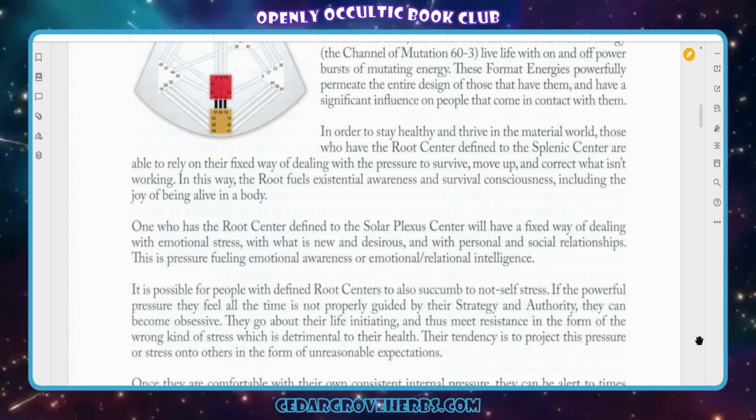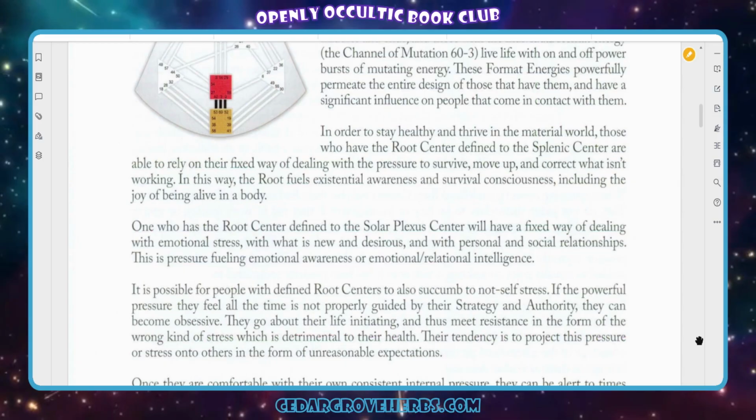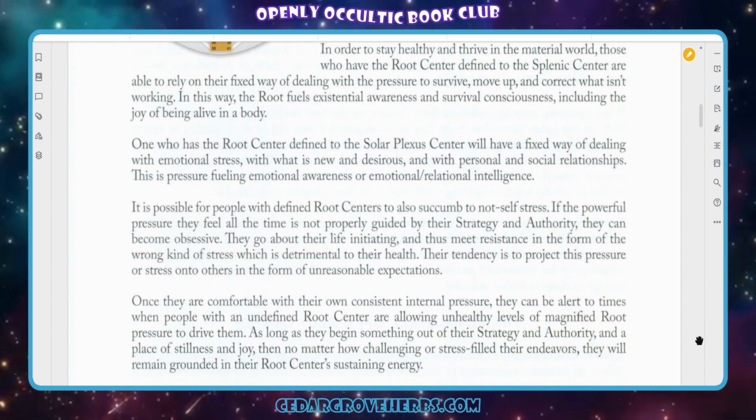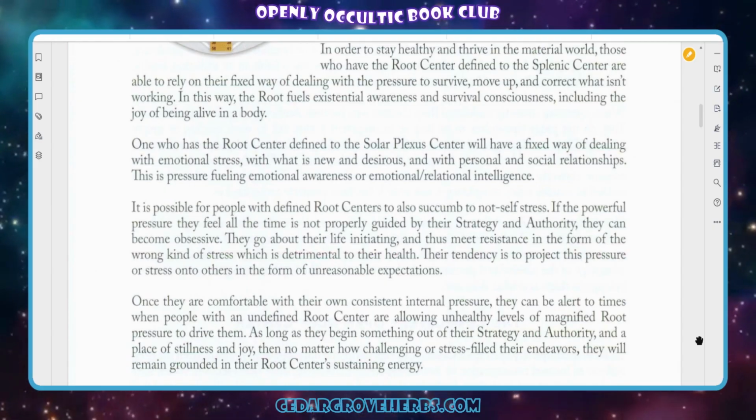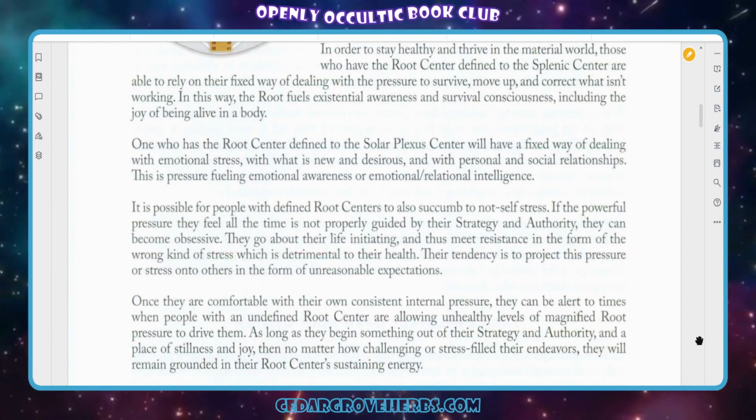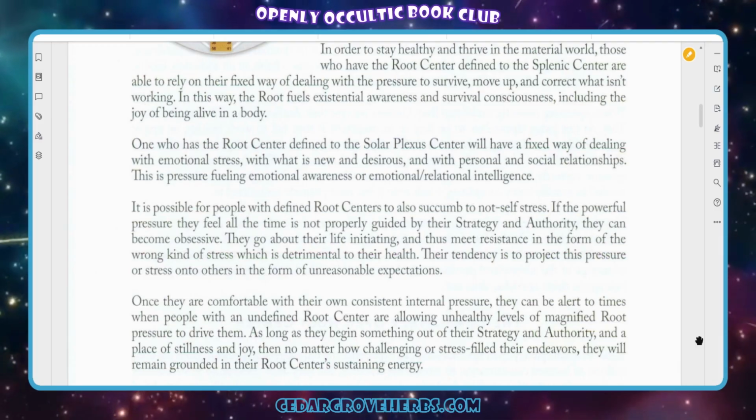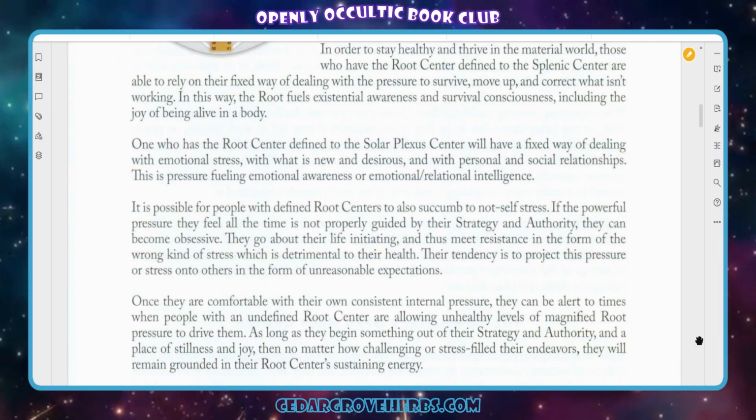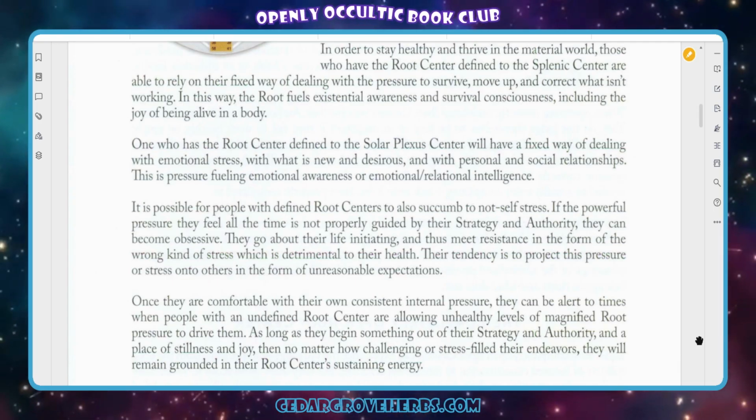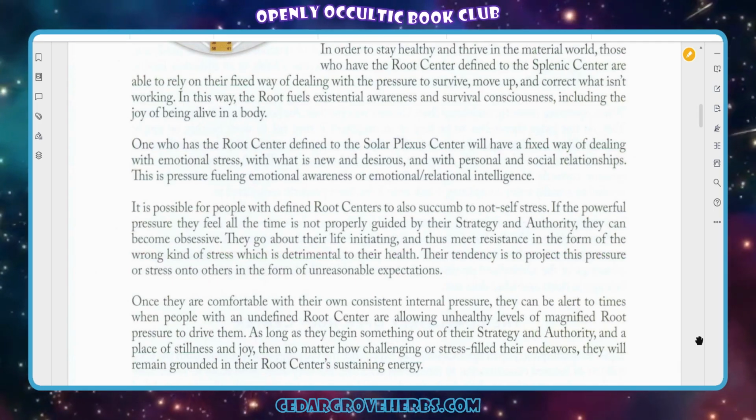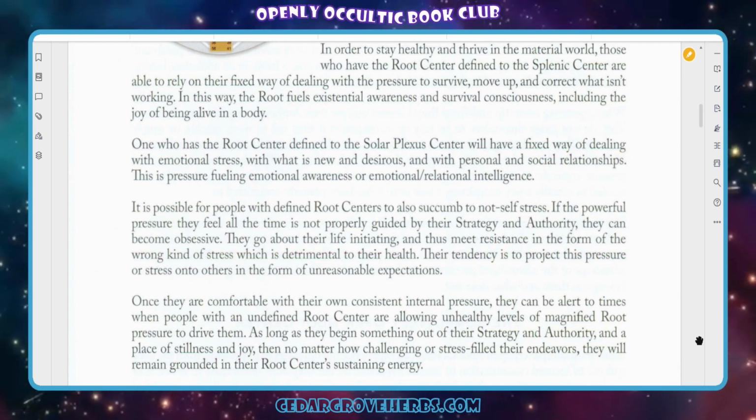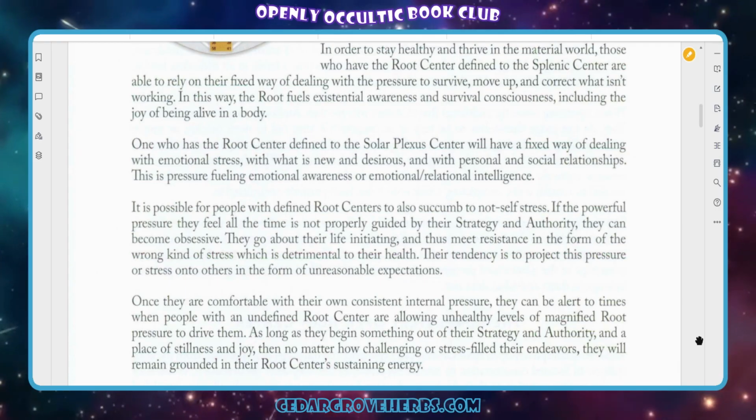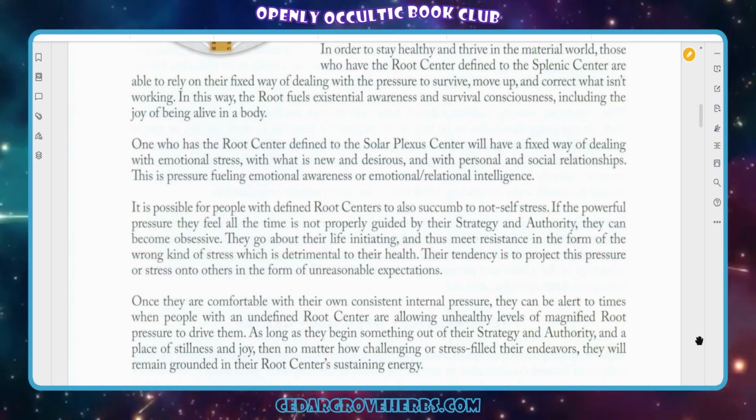It is possible for people with defined root centers to also succumb to not-self stress. If the powerful pressure that they feel all the time is not properly guided by their strategy and authority, they can become obsessive. They go about their life initiating and thus meet resistance in the form of the wrong kind of stress, which is detrimental to their health. Their tendency is to project this pressure or stress onto others in the form of unreasonable expectations.